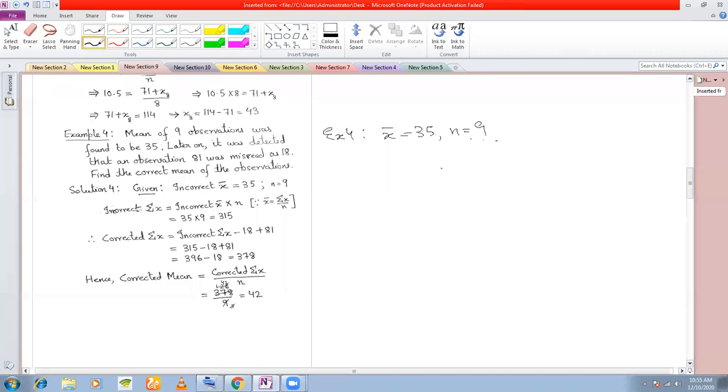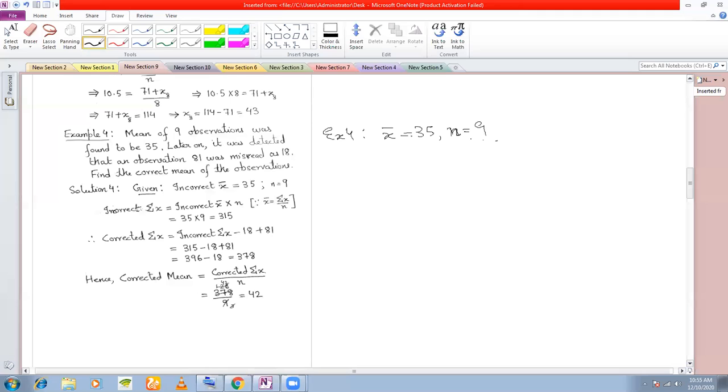If you read this fourth problem, it says the mean of 9 observations was found to be 35. So x bar is given to be 35, and 9 observations are there, so we take n is equal to 9. Later on, it was detected that an observation was wrongly observed as 81 instead of 18. So the correct observation was 18, but it was misread as 81. So you need to find out the correct mean.